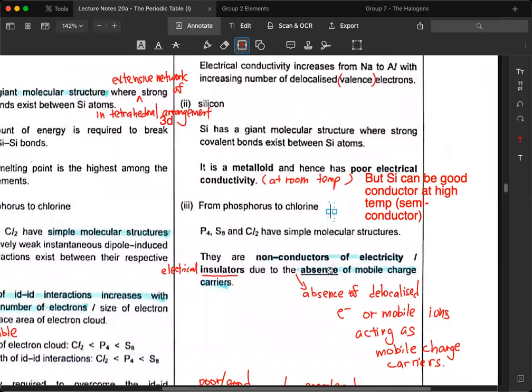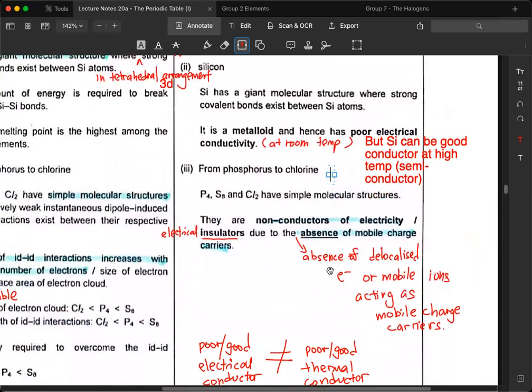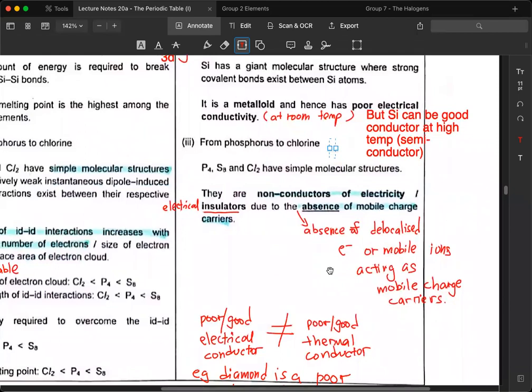From phosphorus to chlorine, they are simple molecular structures, non-conductors of electricity, electrical insulators due to the absence of mobile charge carriers. Unfortunately, they do not have mobile charge carriers. There is an absence of delocalized electrons or mobile ions to act as mobile charge carriers.